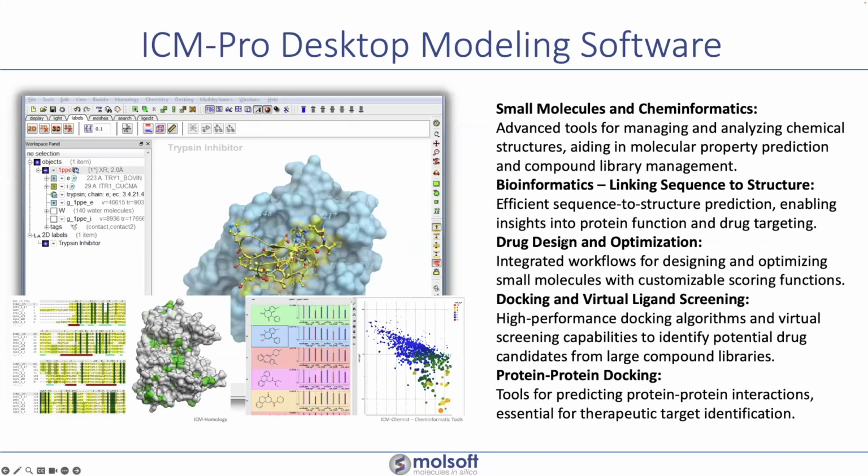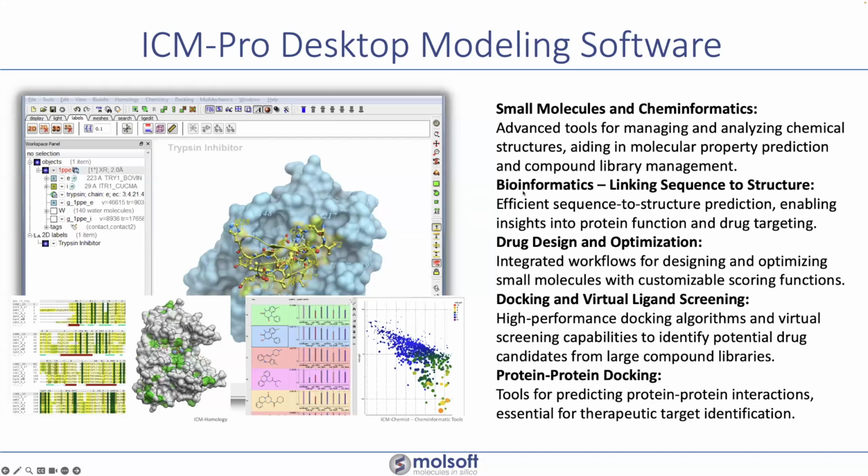So all the features that we will show today are on the ICM Pro software, and it contains options for small molecule docking and cheminformatics. You can read in crystal structure. You can analyze that crystal structure by looking at the density. You can do molecular dynamics in ICM Pro. You can do Monte Carlo simulations.